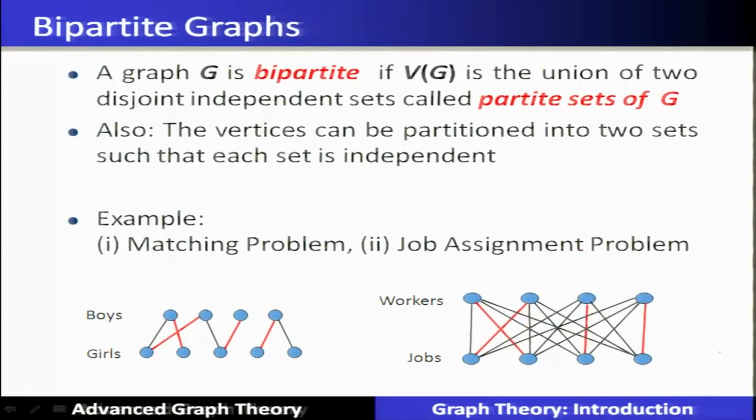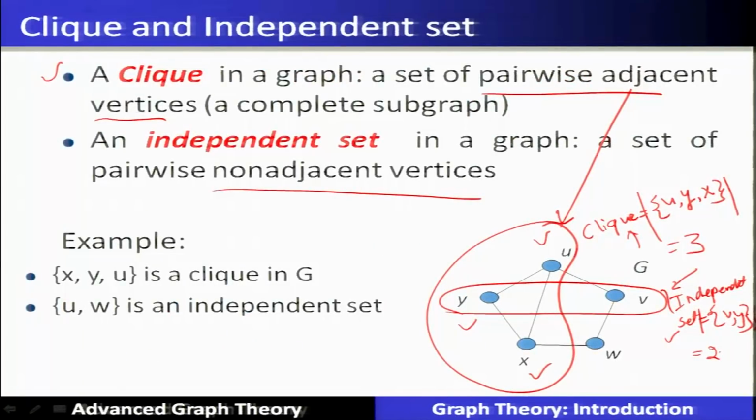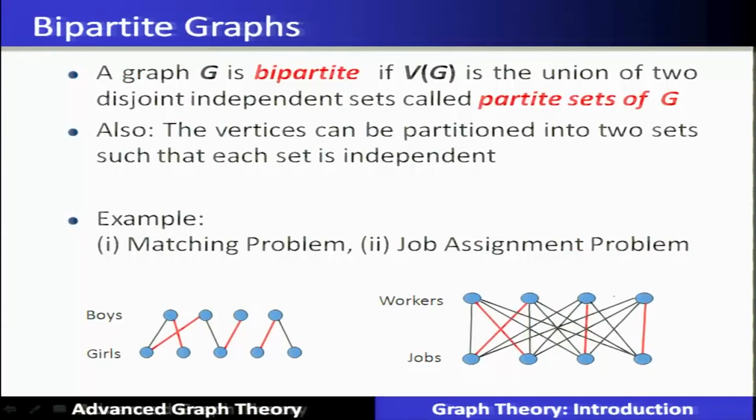Now, a graph wherein the vertices are partitioned into two disjoint independent sets. Independent sets, I have already given you the example, do not have a mutual edge, or they are pairwise non-adjacent vertices. So, that means if the vertex set V of G is partitioned into two disjoint independent sets in a particular graph, then that graph is called a bipartite graph. Partite sets of a graph means the independent sets of a graph. So, if the graph has two partite sets, then the graph is called a bipartite graph.